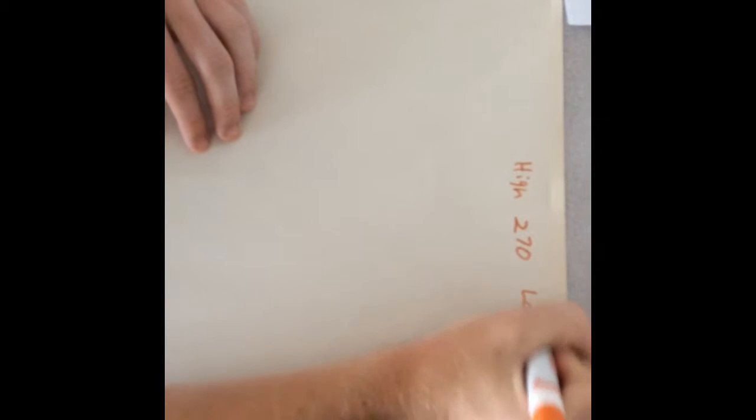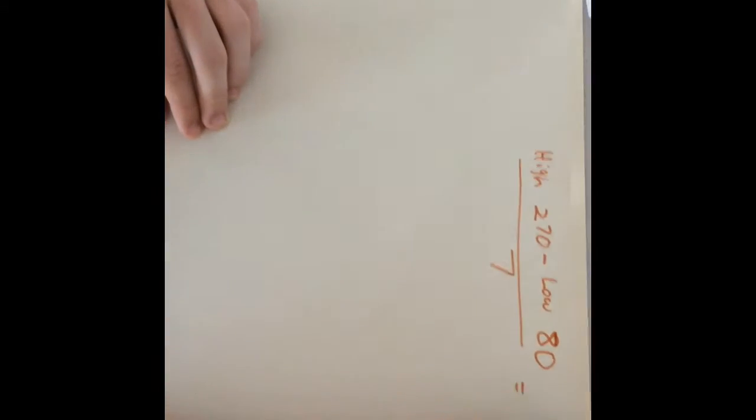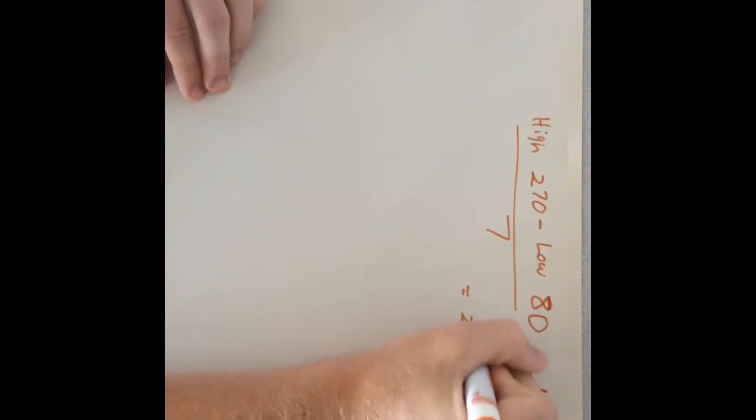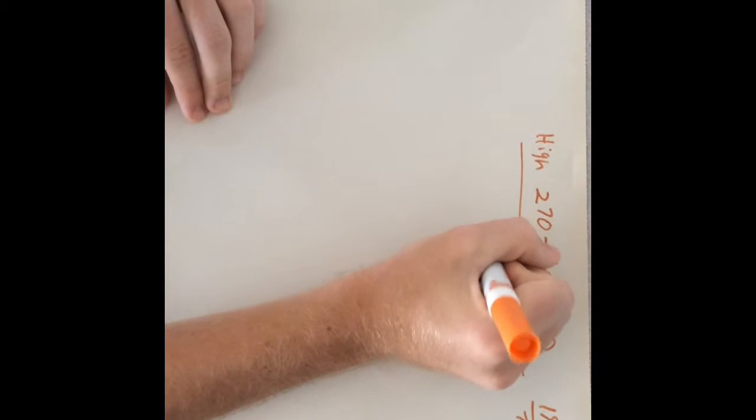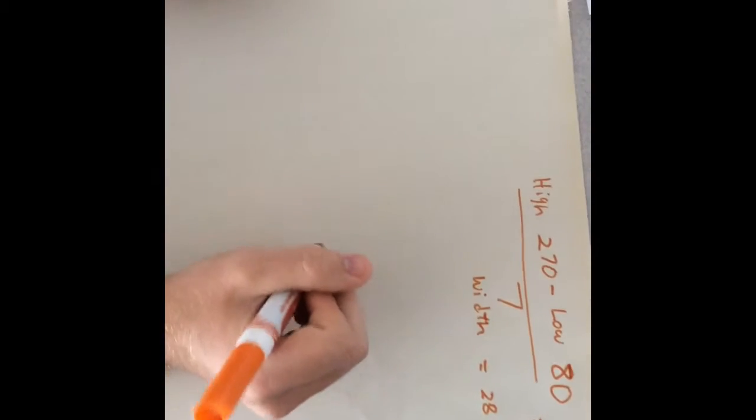Okay, so what I'm doing on the screen right now is I'm finding the width. To find the width, you start with the highest point, which is 270, and you subtract the lowest point, which is 80, and you divide by the number of classes you want to have, which in this case is 7. And you'll see I get my answer as 28, because you round up.